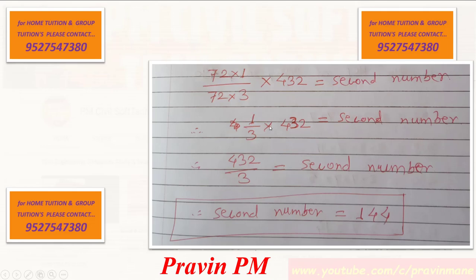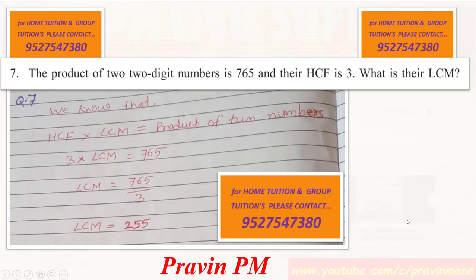1 divided by 3 multiplied by 432 is equal to the second number. 432 divided by 3 is equal to the second number. So interchanging the sides, the second number is equal to 144. If we divide 432 by 3, we'll get the answer 144.